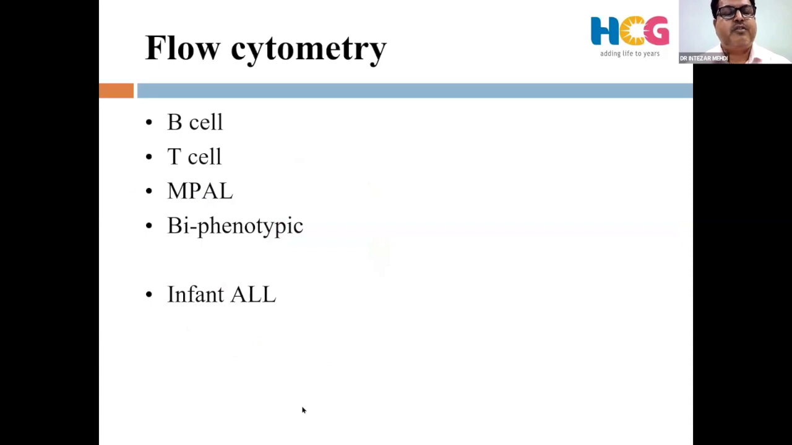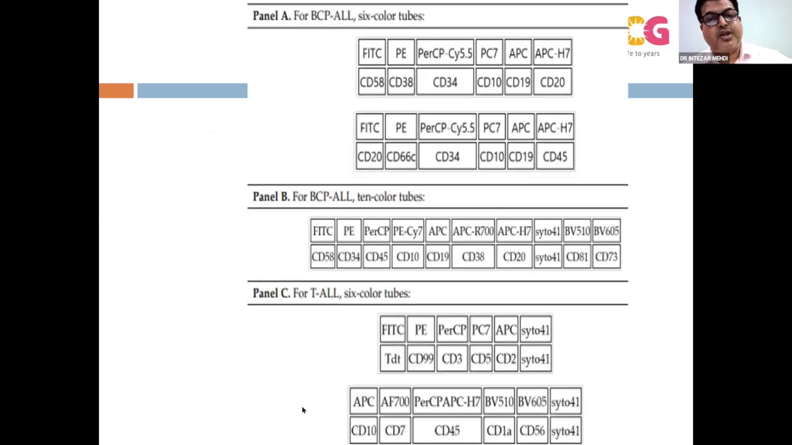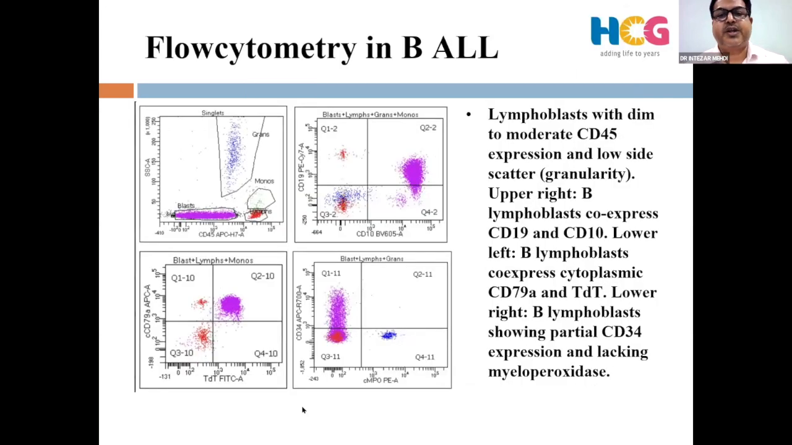So usually flow cytometry will be able to give us a clear-cut answer whether we are dealing with a B cell ALL or a T cell ALL. And sometimes we are dealing with a mixed phenotypic ALL or a biphenotypic ALL, and there are characteristic features in infantile ALL, especially if the children are below 1 year. So we use various markers. As you all know, for the B cell markers, the most important ones are CD10, 19, 34, 45. And then you have the T cell markers, the most important ones being CD3, 2, 5, and 7. As you can see, 6 color tubes or 10 color tubes will be used.